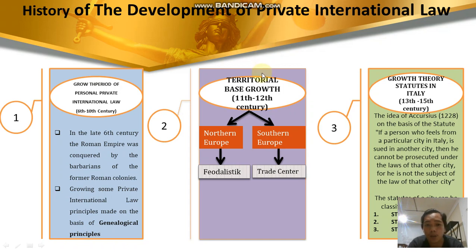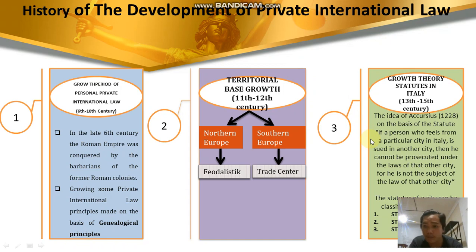Northern Europe and Southern Europe. Northern Europe was feudalistic and Southern Europe was a trade center. Feudalistic: landlords, absence of foreign trade, so private international law does not develop. Or trade center: autonomous cities and local law, and the territorial principle.